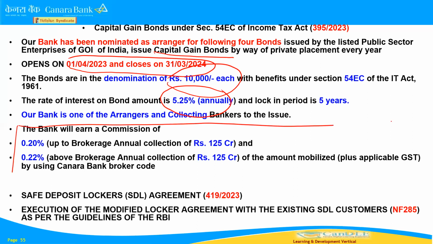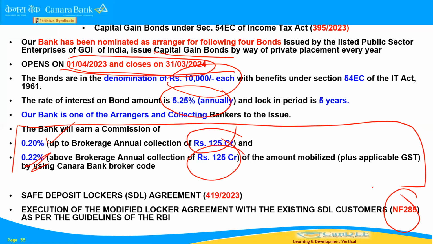This is what your interest is. 0.2 per 20% for 125 crores annual collection. Total annual, they will see how much we have collected. 0.22% for above 125 crore collection under these particular bonds. Then the safe deposit locker agreement. As you know, there is a revised agreement as RBI has introduced. Remember NF 285 is the locker agreement number.